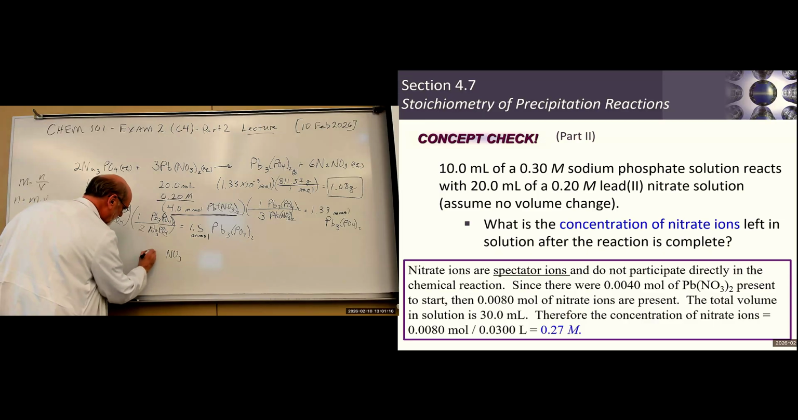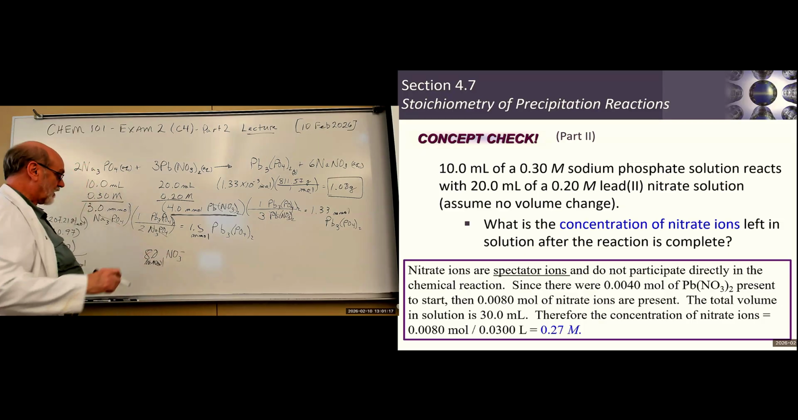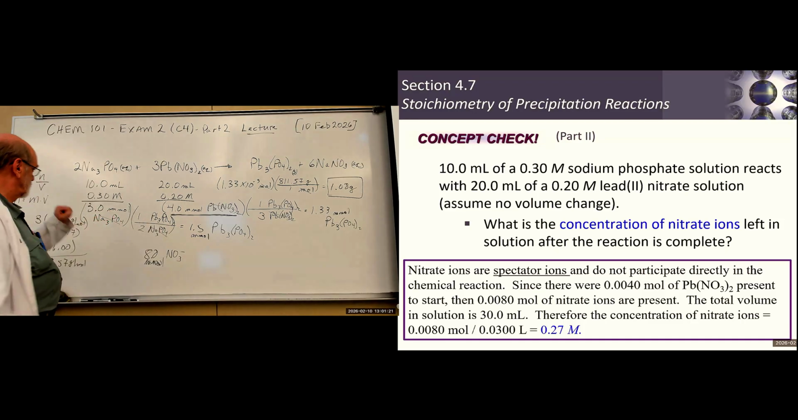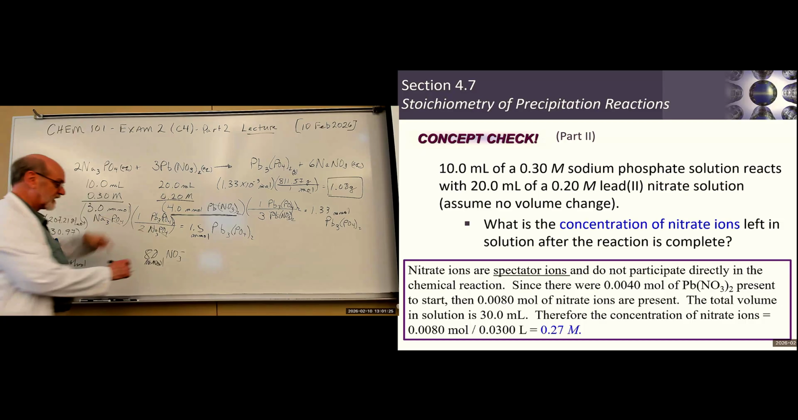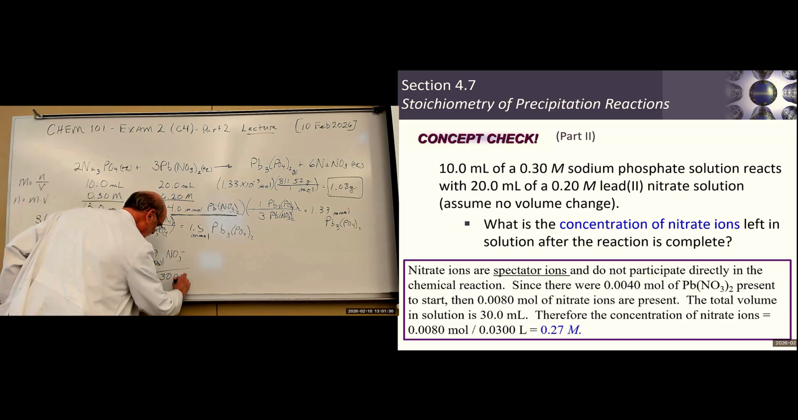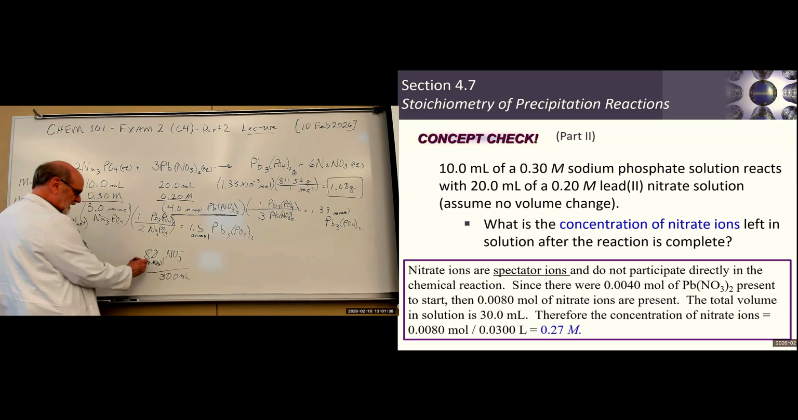8 millimoles of nitrate. Now, that's millimoles per how many milliliters? 10 plus 20. Right? 30 milliliters per 30 milliliters. Millimoles divided by milliliters is molarity. Why? Because milli cancels milli, moles per liter.